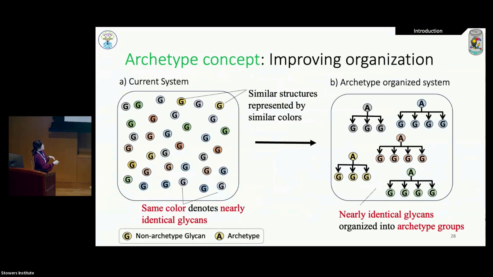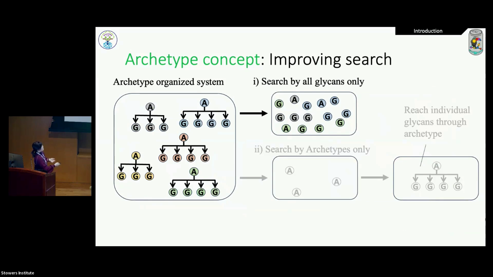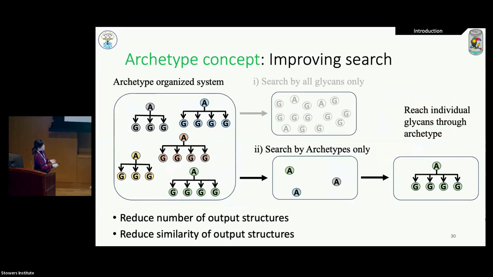And so in that way, we can organize all the data in GlyTouCan, whereas currently these are all separately stored in GlyTouCan, but we can organize them into groups where the archetype connects all the different variations of itself. So by improving search, we can allow users to just search for archetypes only, for example, and then those will be linked to the other variations of glycans, helping to improve search and make things more efficient.